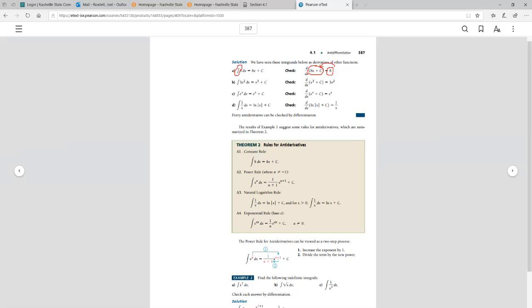And on part B, we know that if you take the derivative with respect to x of x cubed plus a constant, you get 3x squared. And again, this is just power rule. Well, that means that the antiderivative of 3x squared with respect to x has to be x to the power of 3 plus some constant. The constant could be 0, by the way.